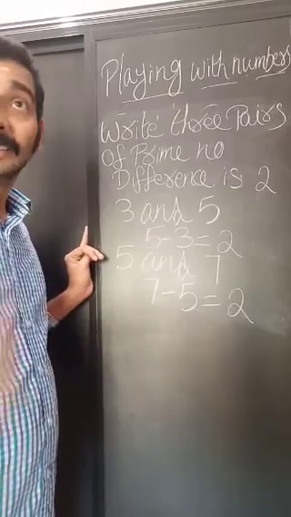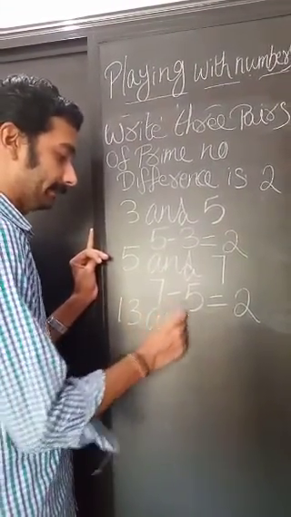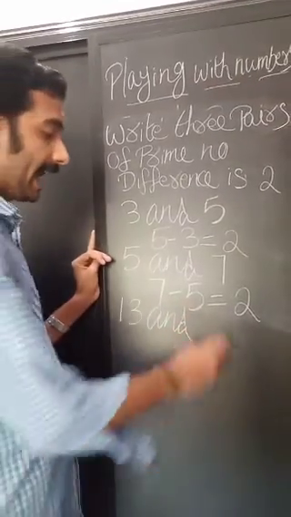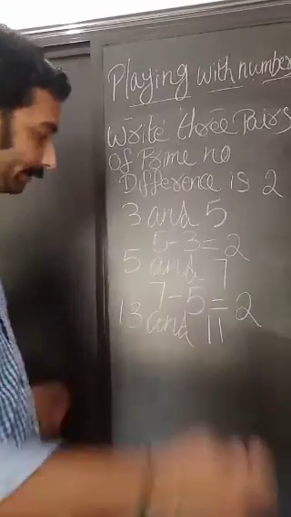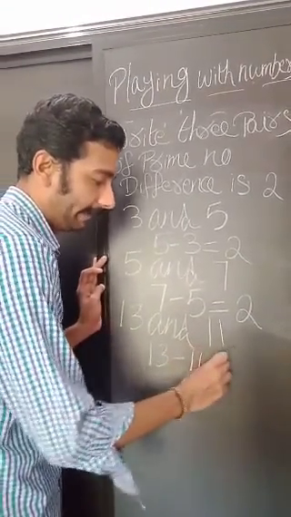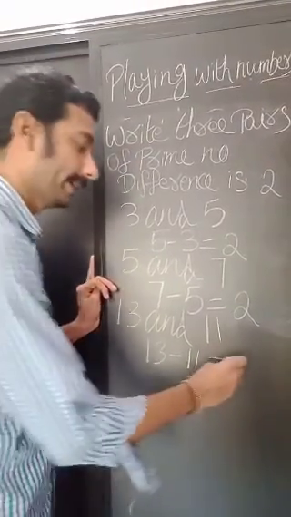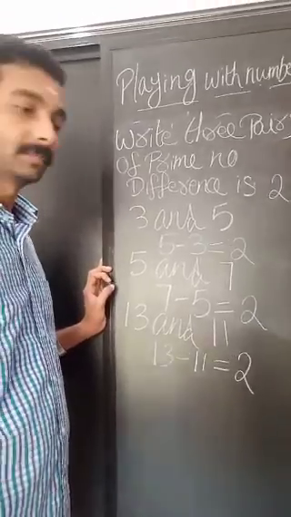Okay, clear. Then the last one, 13 and 11. The difference is 2. 13 minus 11, the result is 2. Okay. Clear?